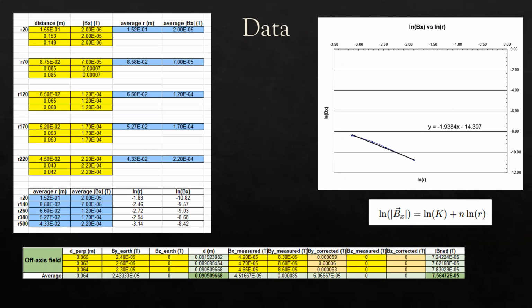On the left is the data that I recorded. I recorded the distances which gave different magnitudes of the magnetic field. And then using this data, the spreadsheet plotted that data and created a line of best fit, which you can see depicted here. To find this line of best fit, we use the formula ln of the magnetic field in the x direction is equal to ln of k, which is a constant, plus n times ln of r, which is the distance.